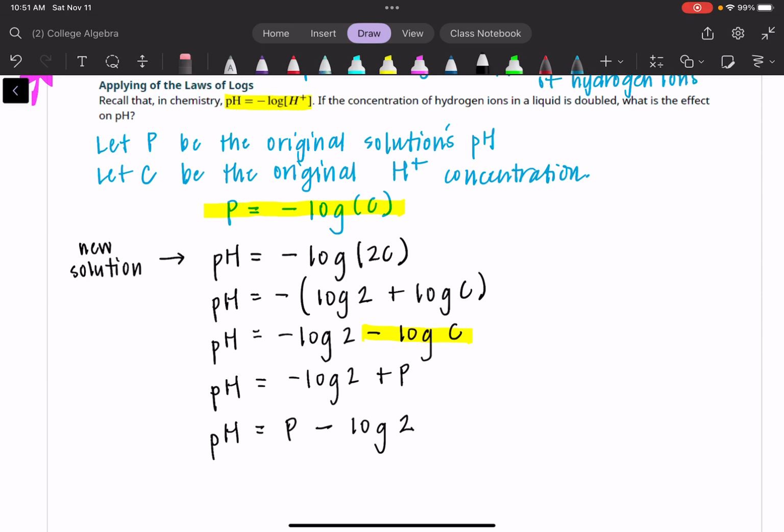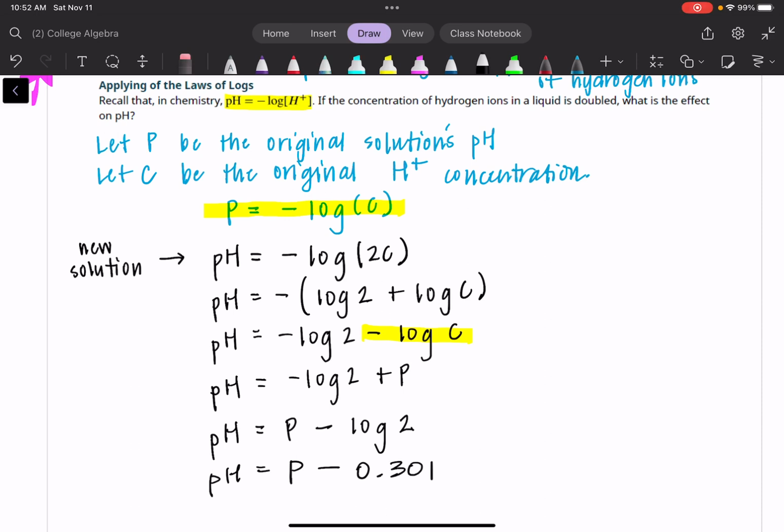And so what we'll find is that, let me go grab my calculator because I lost it. Give me 2 seconds. So that'd be approximately 0.301. So we would have pH equals P minus approximately 0.301.